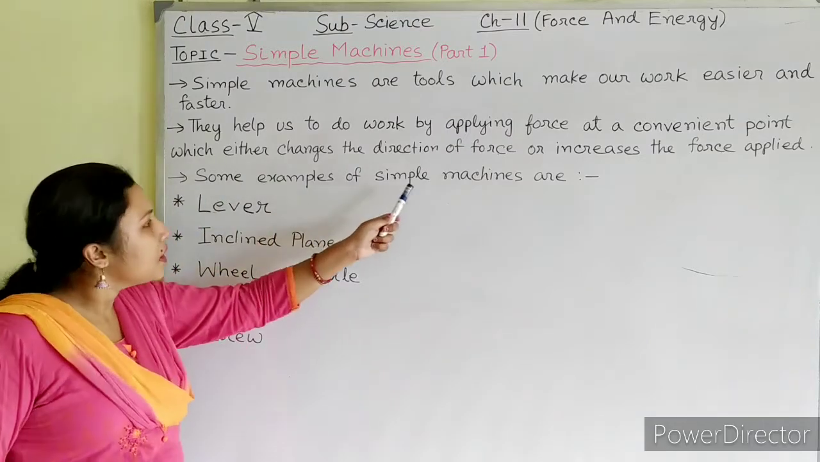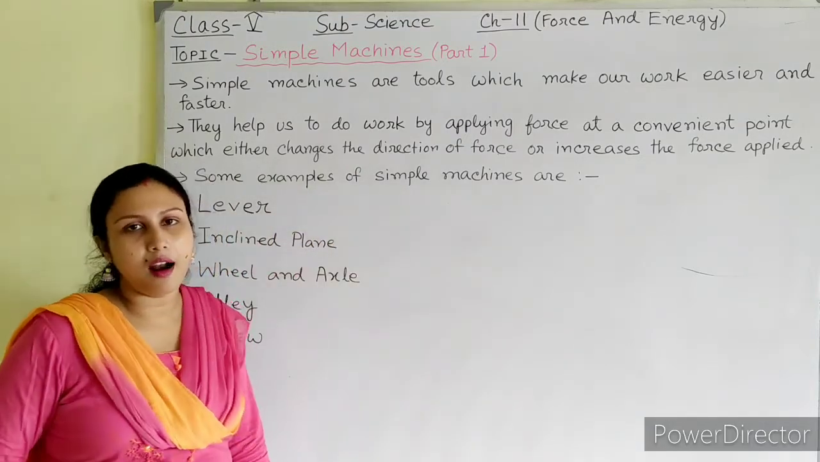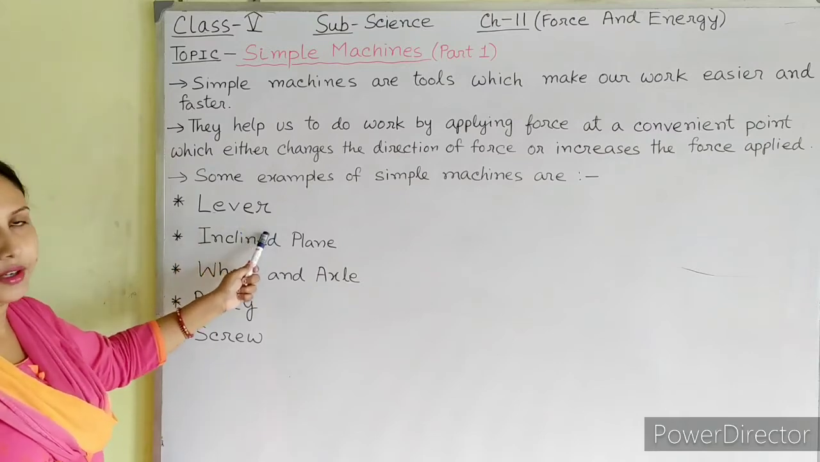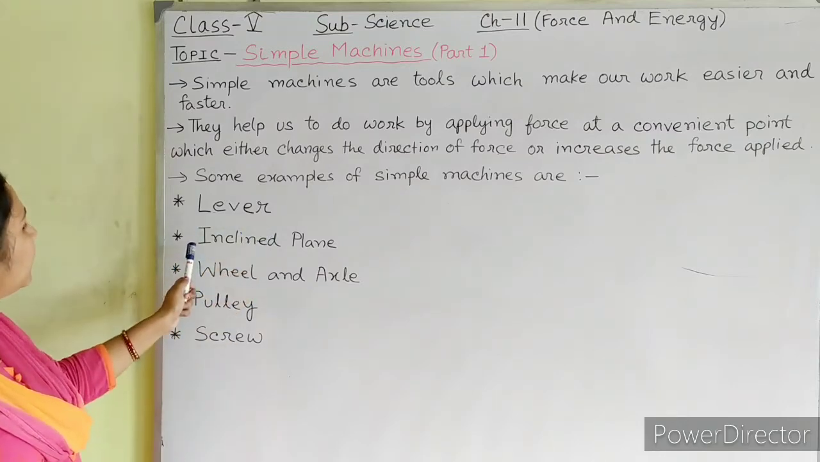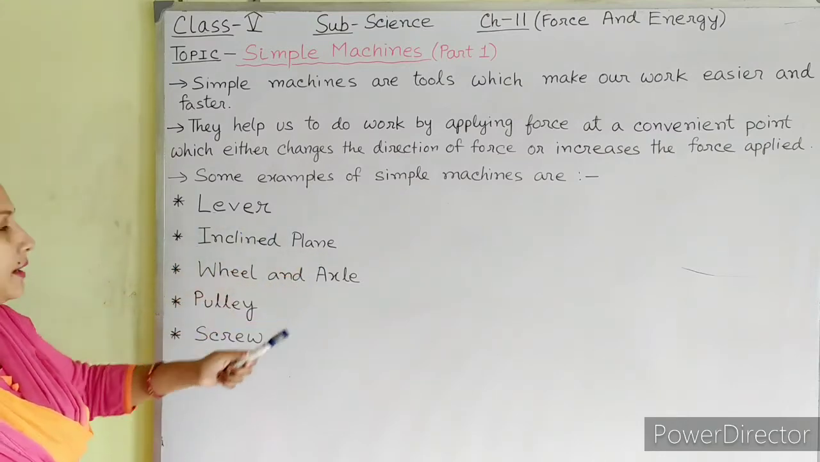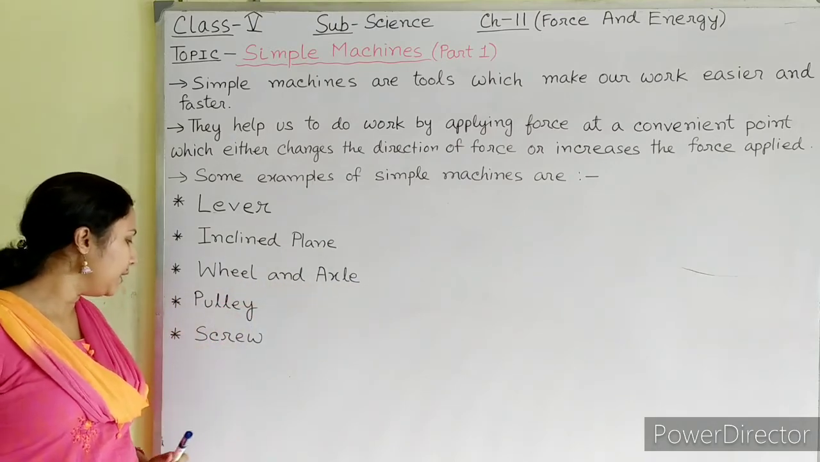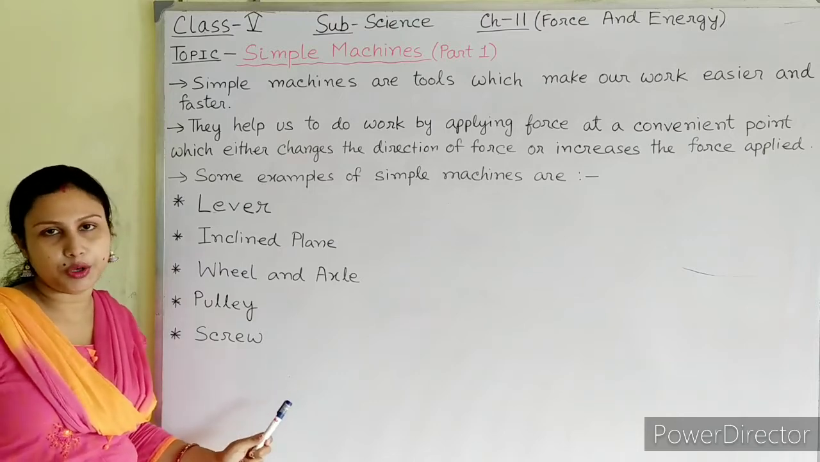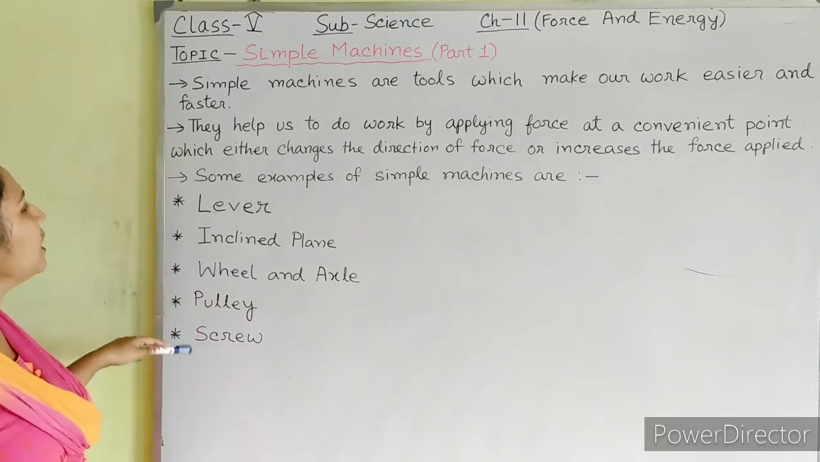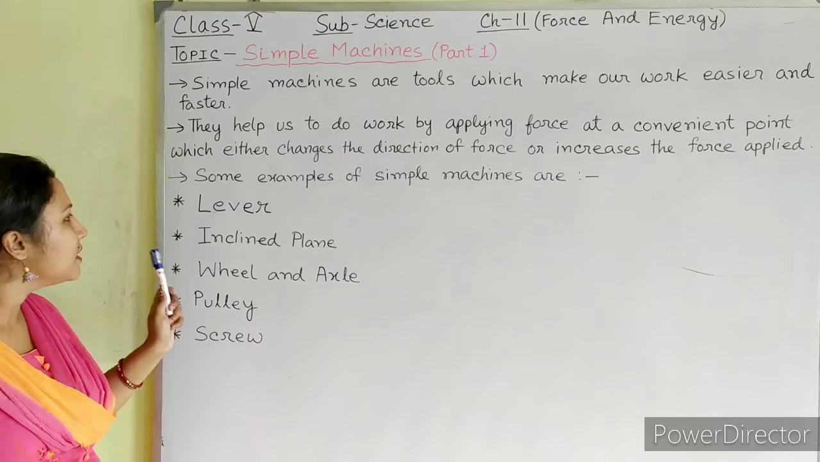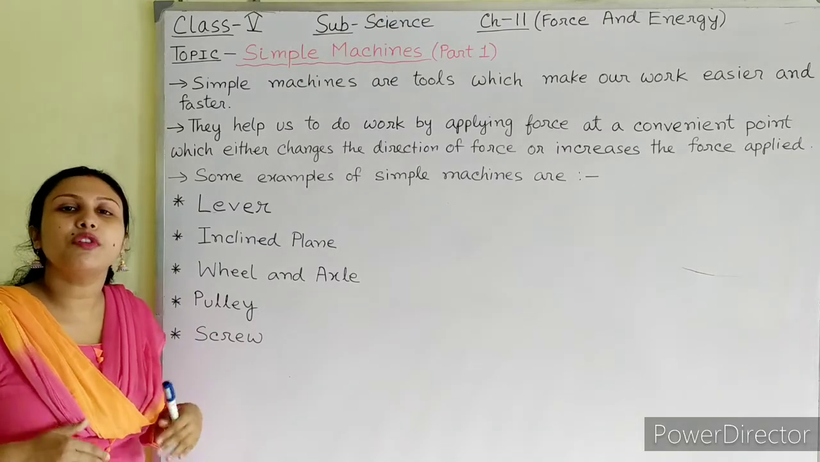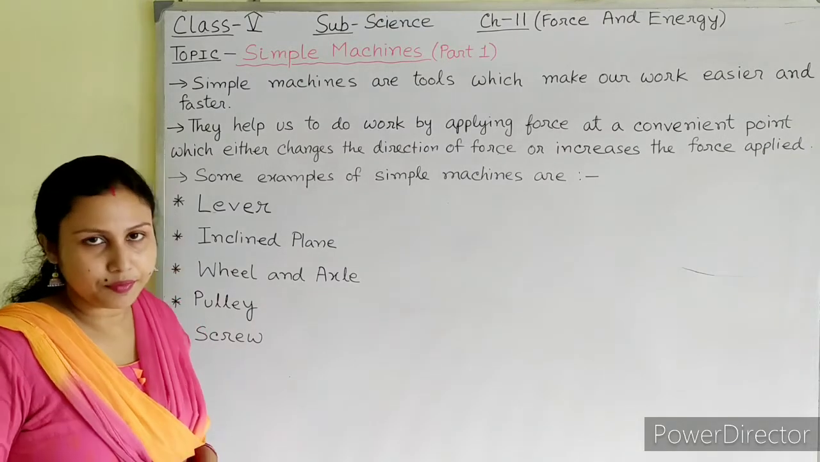Some examples of simple machines are lever, inclined plane, wheel and axle, pulley and screw. So these are the examples of simple machines which we will now learn in detail.